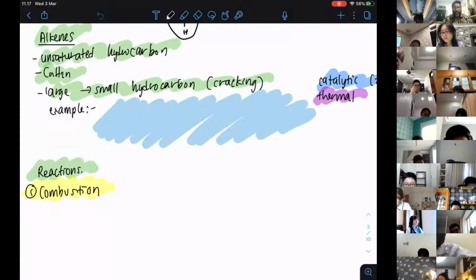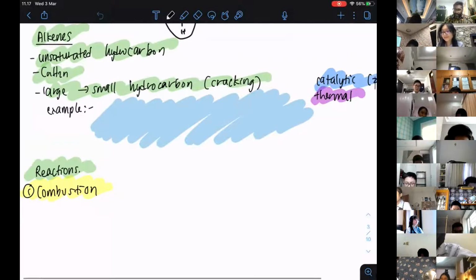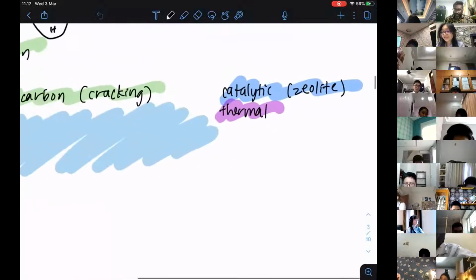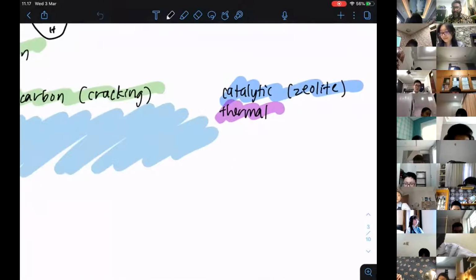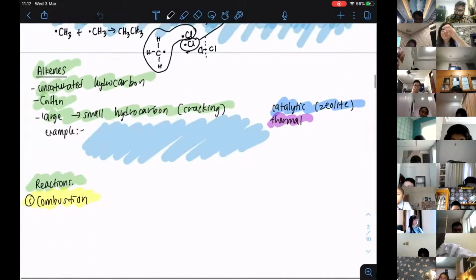What is cracking? If you take a large hydrocarbon and you want to break it down into small hydrocarbons, that is what we call cracking. Cracking can be done in two ways: catalytic or using high temperature, which we call thermal. They didn't discuss it in detail in your textbook, so I just put it over here. There are two ways to do cracking, either by using the catalyst zeolite or by using high temperature. So generally, what is cracking?